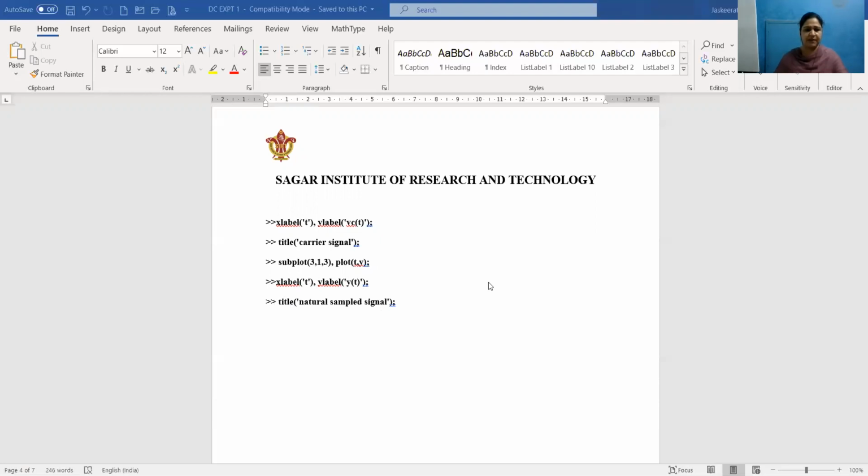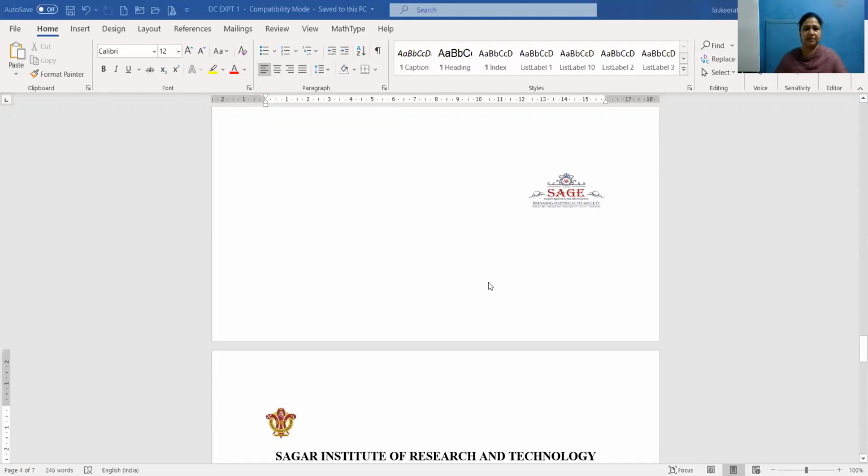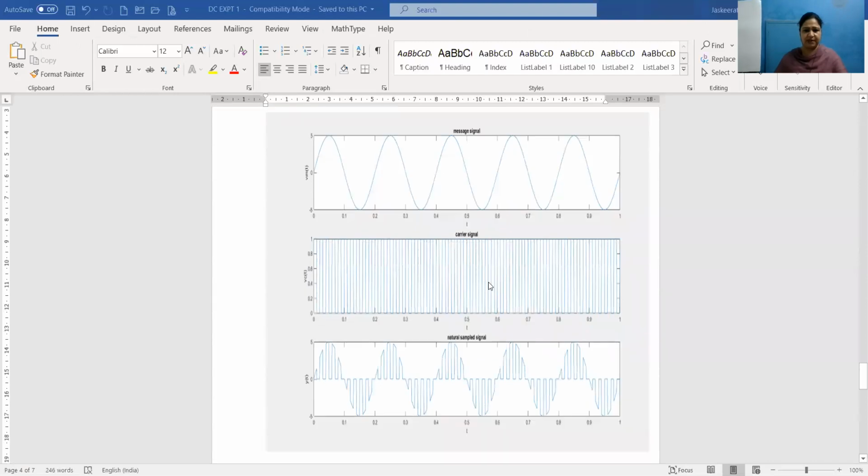When I run this MATLAB code, I will get a figure window which displays all three signals. Now we can see the first waveform is the message signal, the second waveform is the carrier signal, and the third waveform is the natural sample signal. Here the samples vary according to the instantaneous amplitude of the message signal, and the tops of the sample pulses vary exactly according to the message signal.